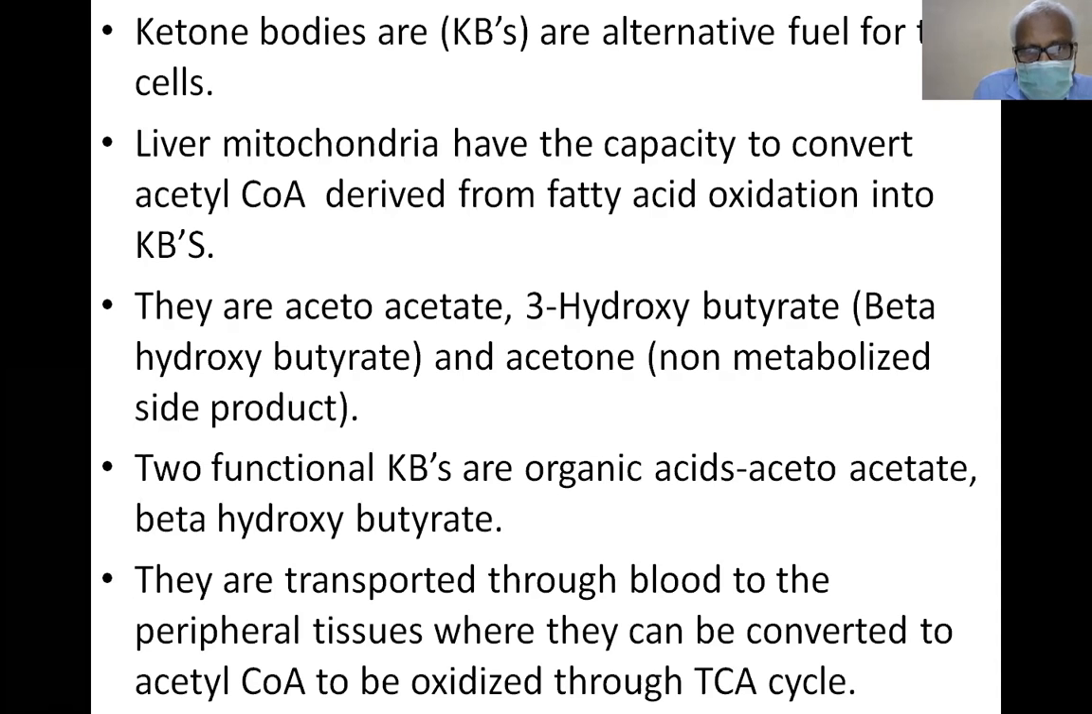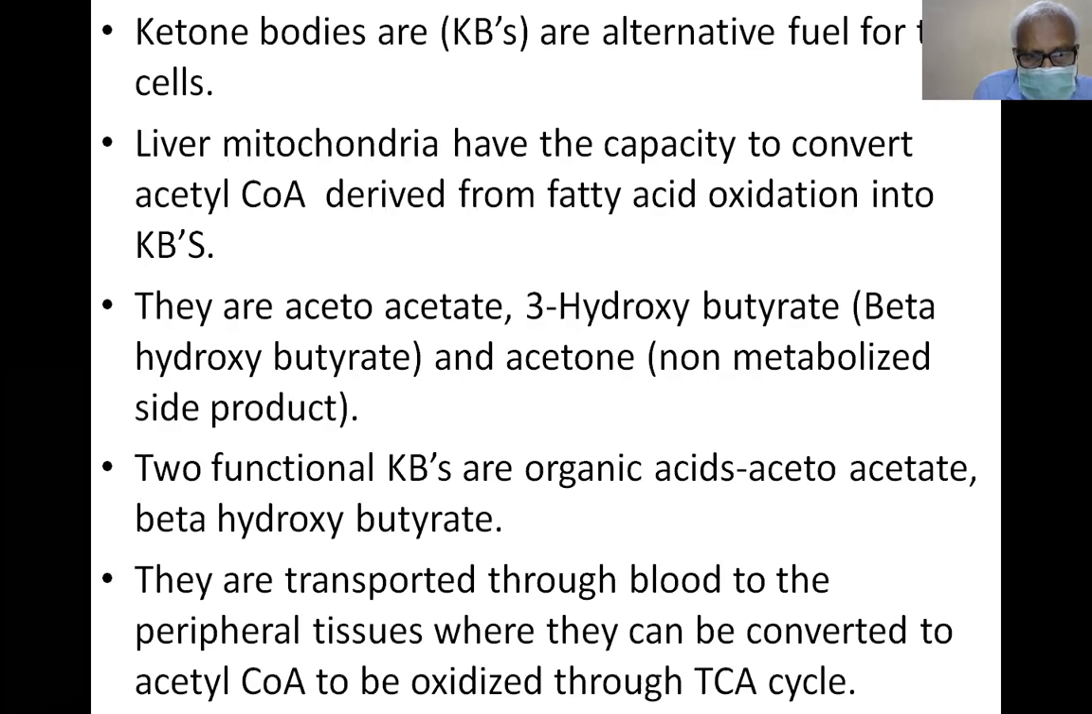You know pretty well, fatty acid oxidation finally gives acetyl-CoA, and that acetyl-CoA can be converted into ketone bodies by the liver mitochondria. So the ketone bodies are three: acetoacetate, beta-hydroxybutyrate, and acetone. Acetone is a volatile substance. It cannot be further metabolized. It's a side product. So basically, the keto acids are acetoacetate and beta-hydroxybutyrate.